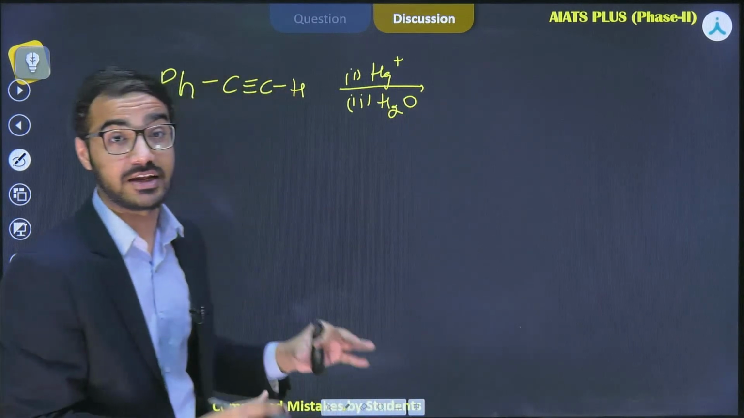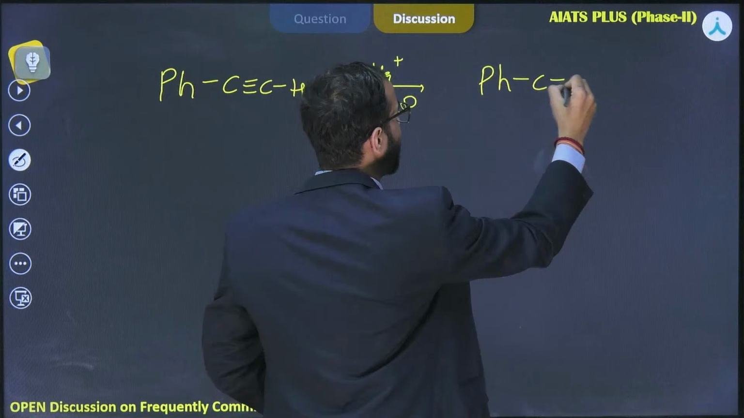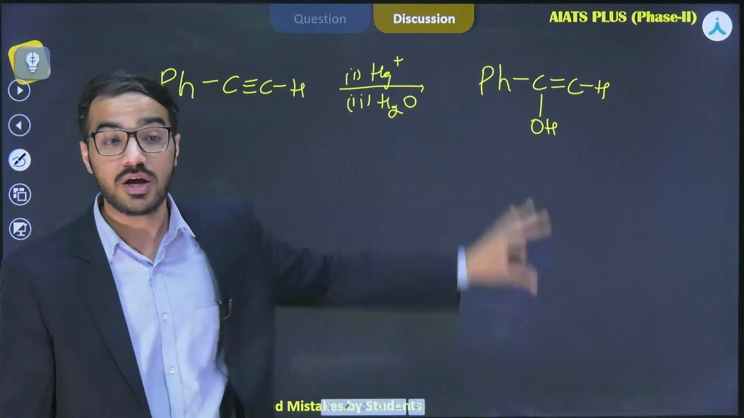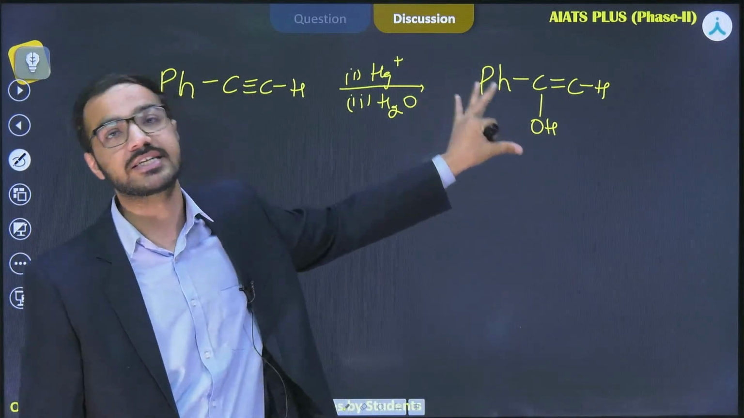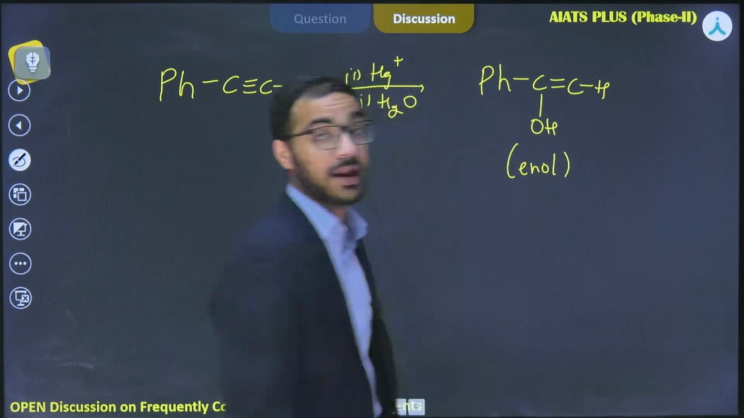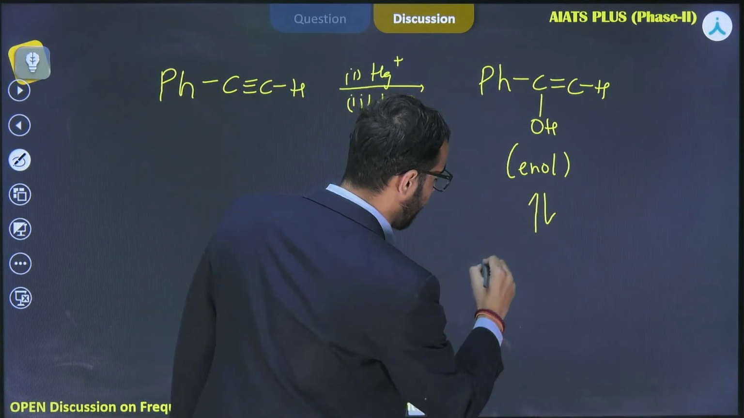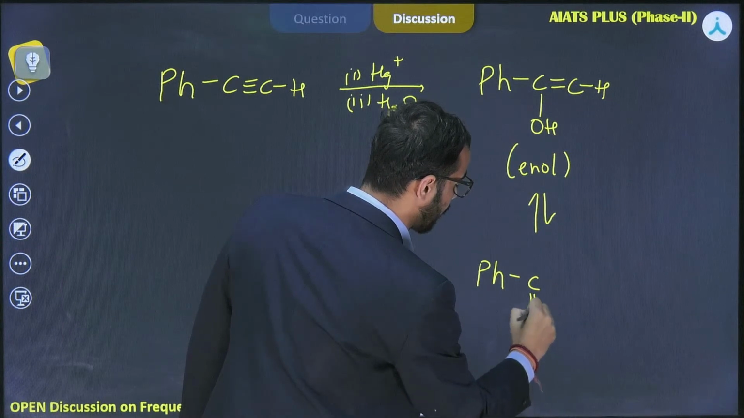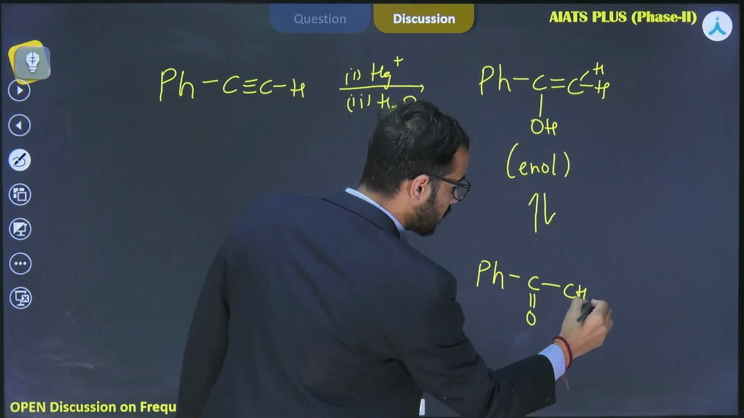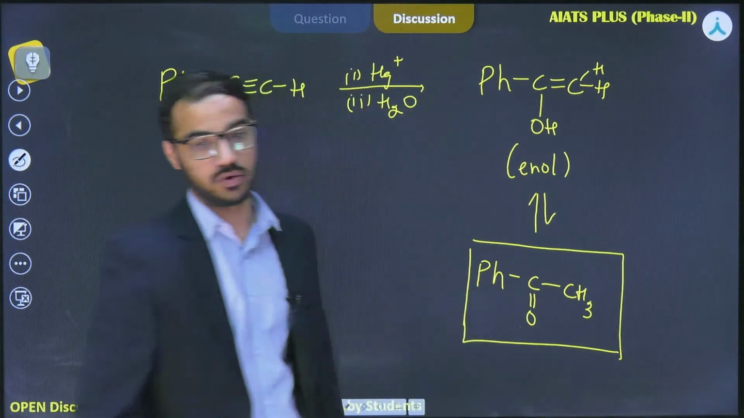You will first be having Ph-C(OH)=CH2. Always remember, in hydration you will be getting this kind of product, which is called an enol. And on tautomerization you will be having Ph-C(=O)-CH3. This is the final product of the question.